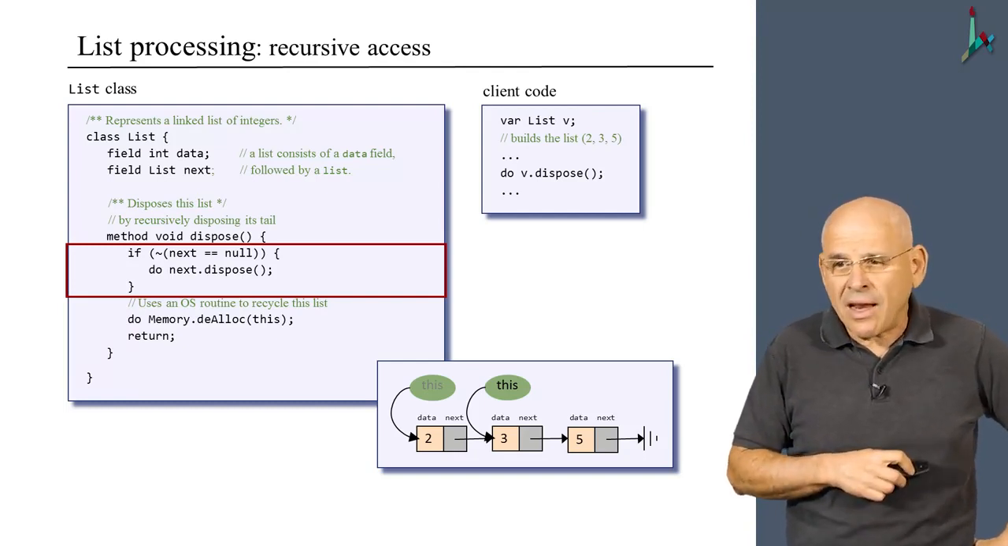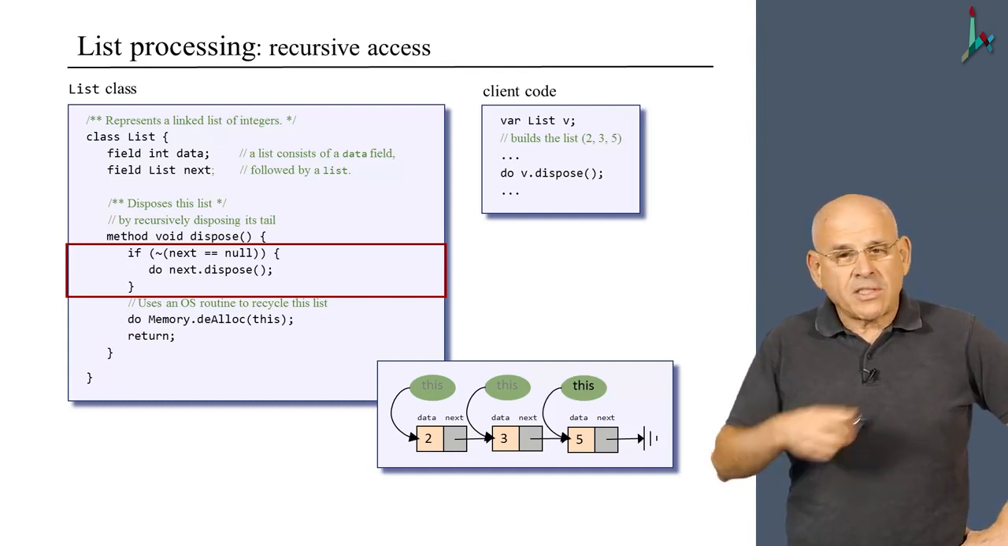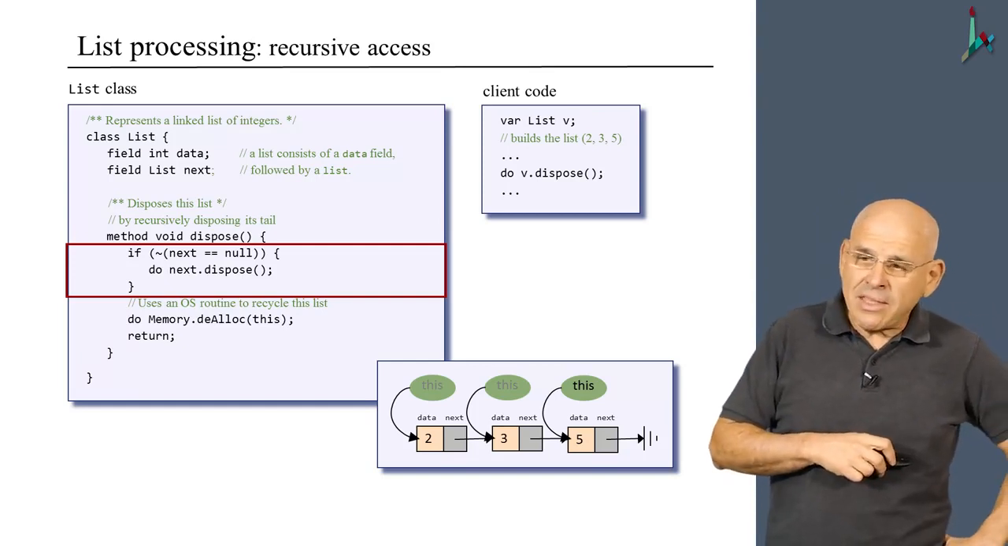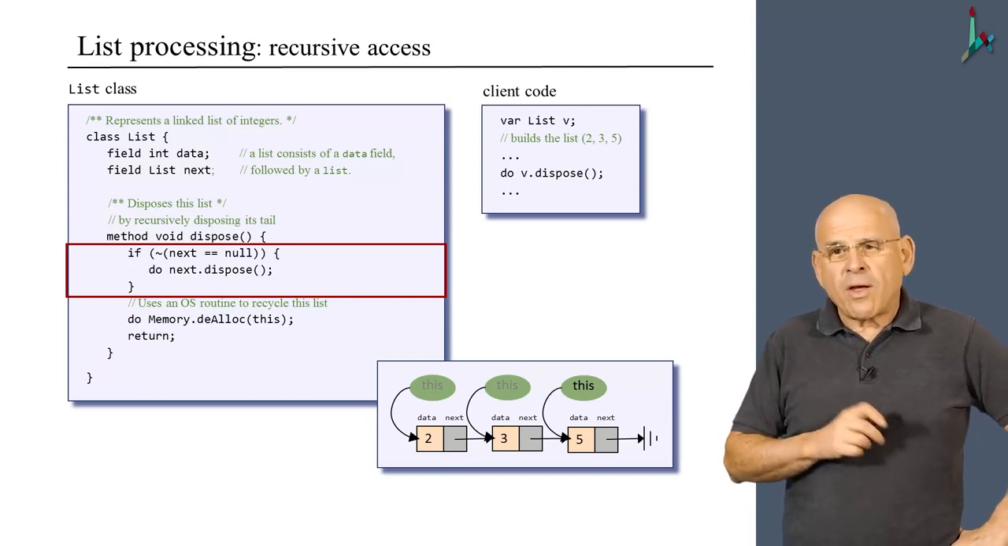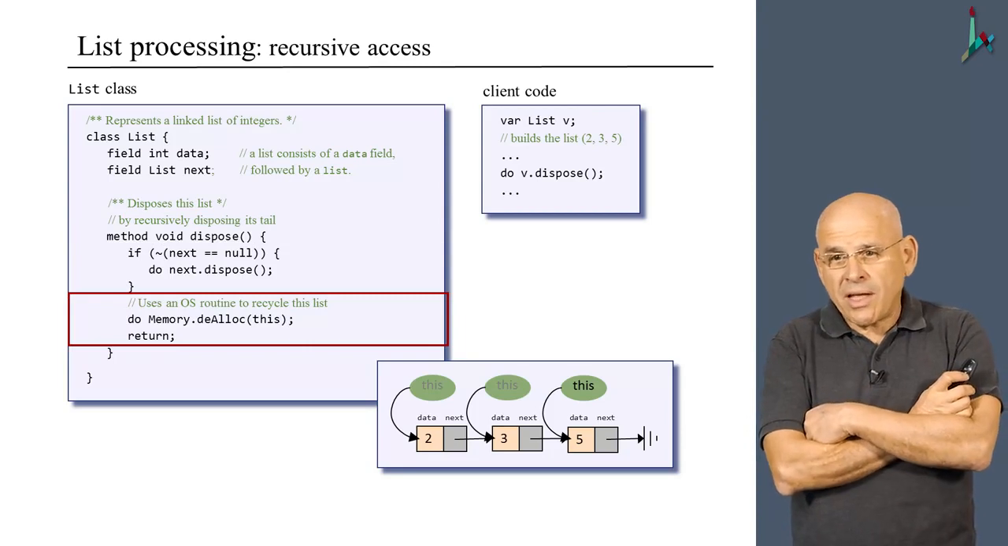Once again, it's not null. So once again, we call ourselves, we call dispose. Now this points at the last item in the list, and indeed now next is null. And because next is null, we're going to move to the base case of the recursion.